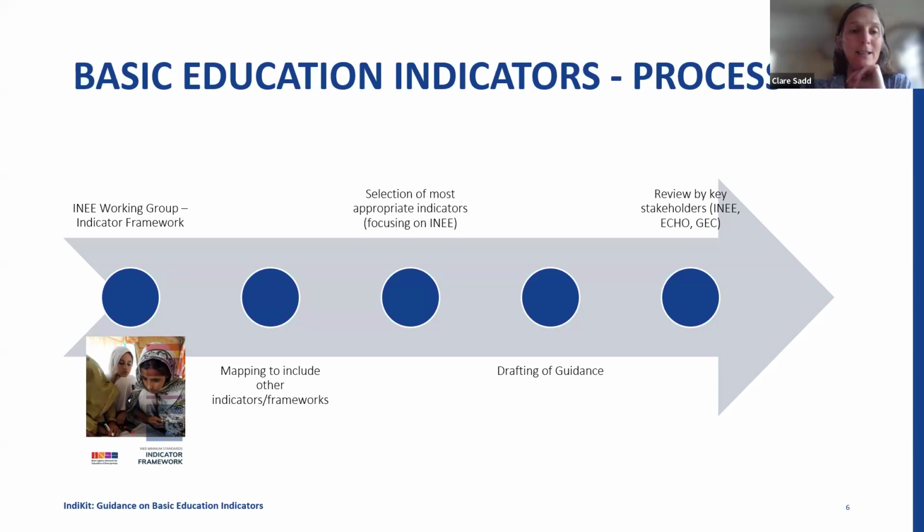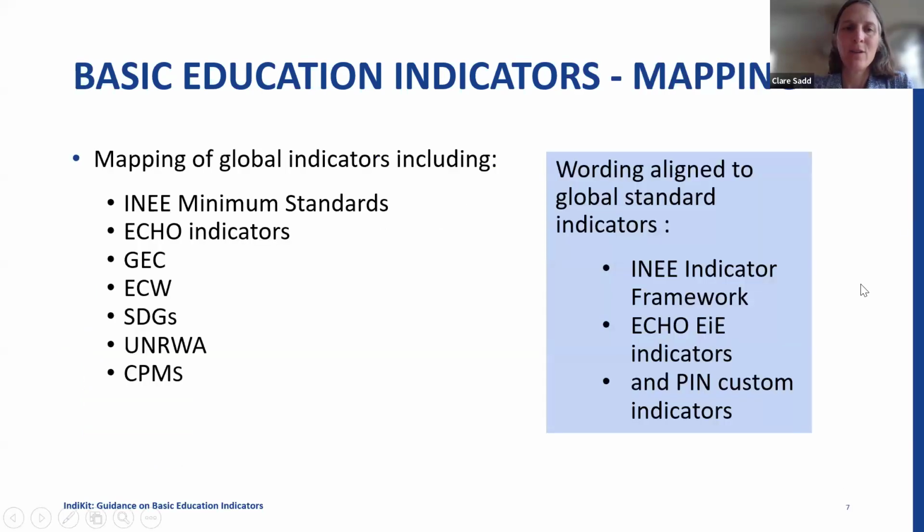And then after doing that drafting process of all of the guidance for each of those 32 indicators, those then went for review by some key education stakeholders. So the indicators themselves and the guidance were reviewed by colleagues from INEE, as well as ECHO and the Global Education Cluster. So this was just a vetting process to make sure that the indicators themselves and the guidance made sense and were practical and relevant to the needs of EiE practitioners.